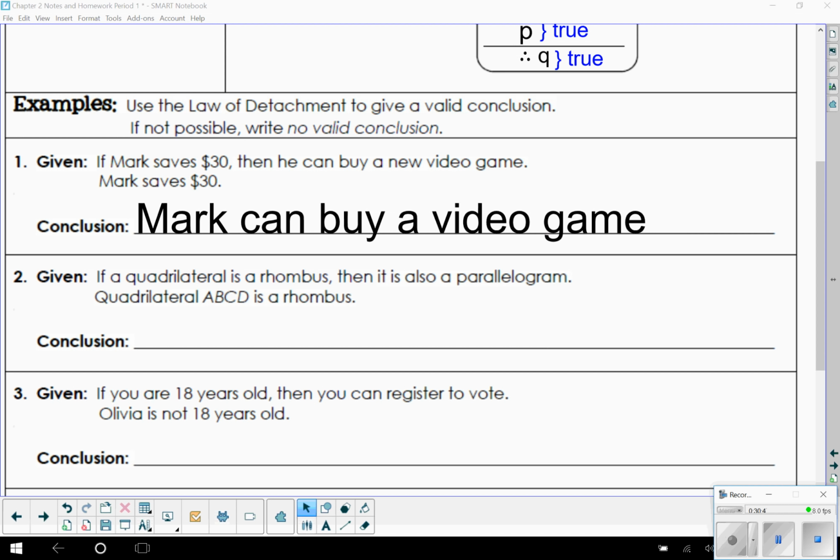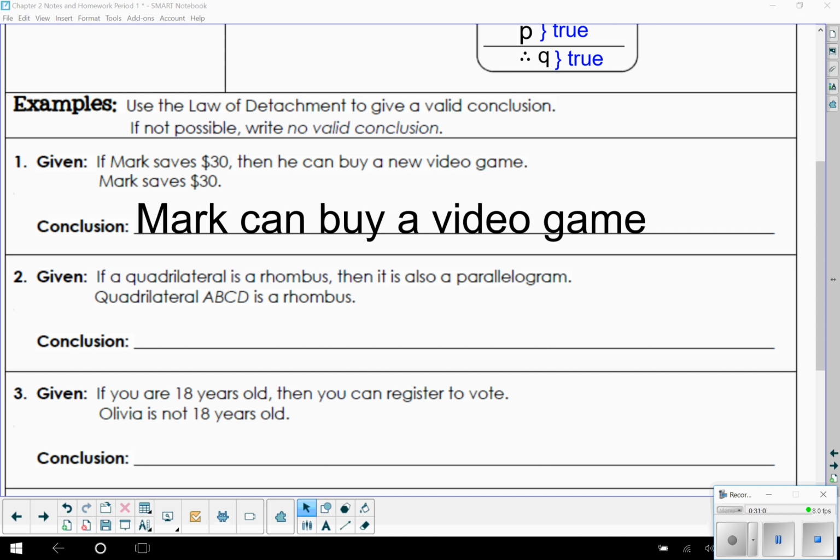Okay, everybody, sorry about that last part of the recording. I was making sure my mom was okay. So for number one, if Mark saves $30, then he can buy a new video game. Now Mark has saved that $30, so your conclusion can be: Mark can buy a video game.